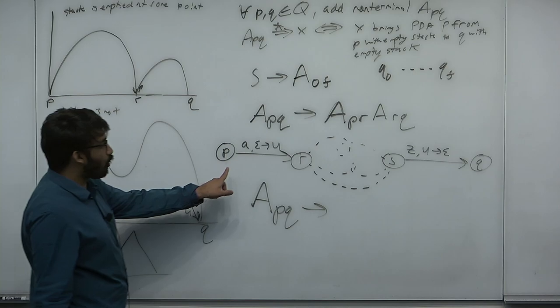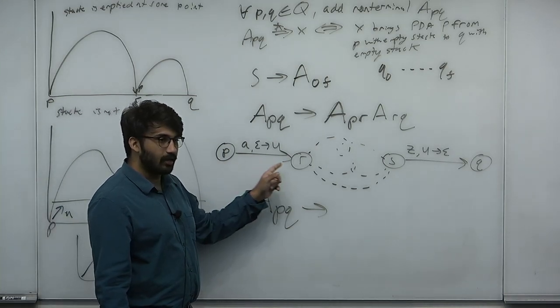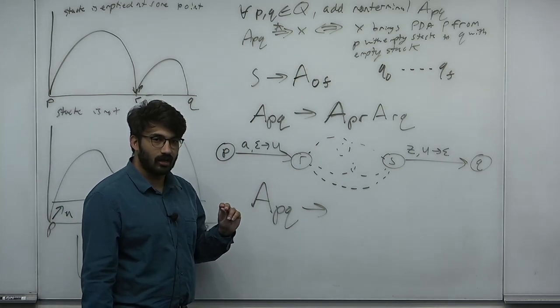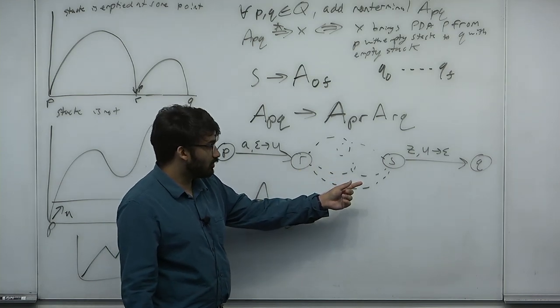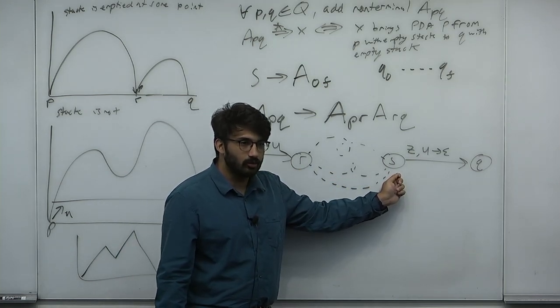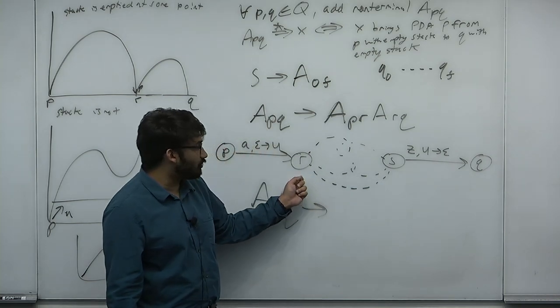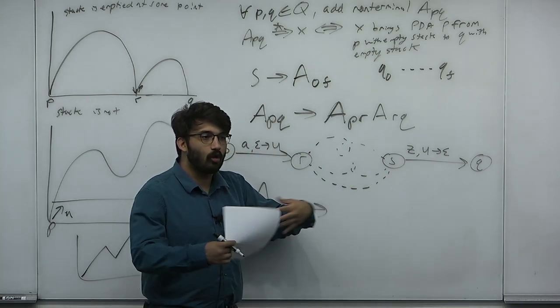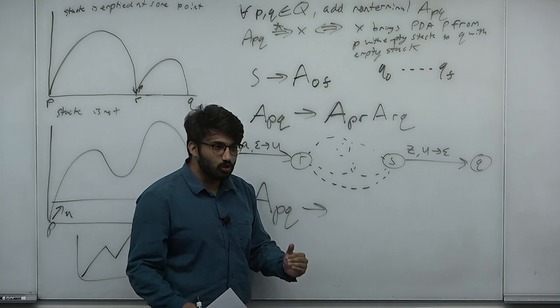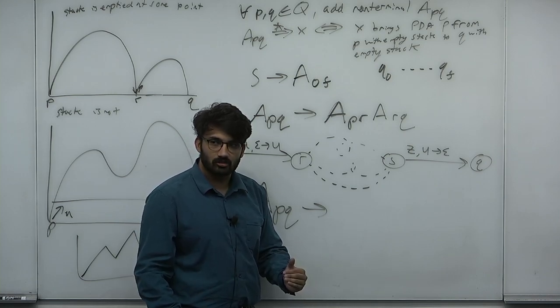If you leave P with an empty stack, and then you enter R with only a U in the stack, some computation occurs. By the time you hit S, you only have a U in the stack, and then you finally pop that off. That means in the computation from R to S, you perform the whole computation with this U in the stack, but it was never touched.